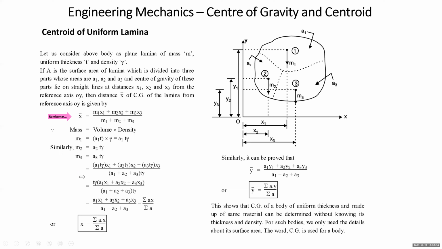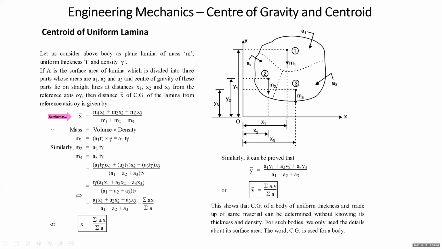Now, if my body is of uniform thickness and it's made up of a single material with density gamma, I don't need to know its thickness. I don't need to know the material, but still I can locate the x and y coordinates of CG. I can locate them only by knowing the surface area properties. But the condition here is that the body should be of uniform thickness and made up of a single material.